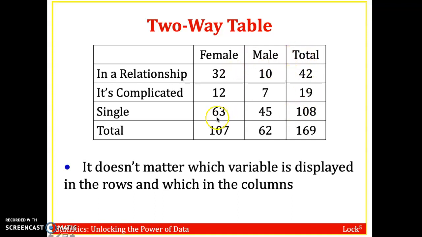And the total row and column are not always shown, but I would say it's good to show those. How many are total in each relationship status, complicated, single, and then how many males versus females took part in the survey, and then the total that took part in the survey.